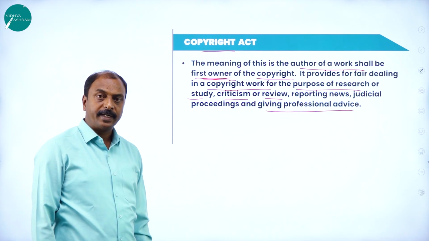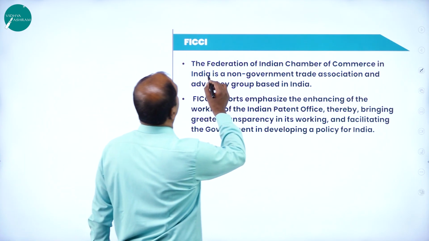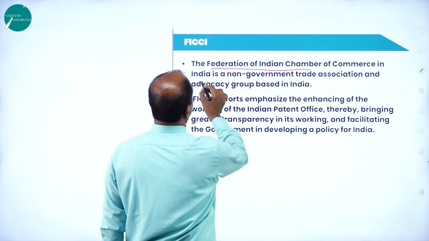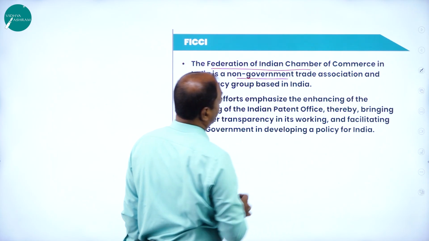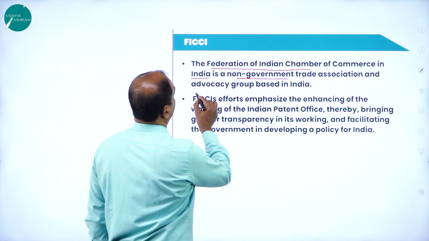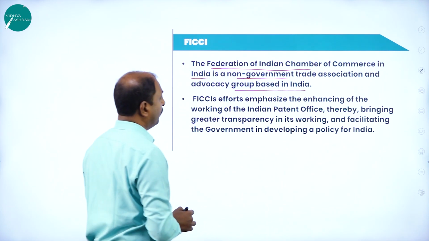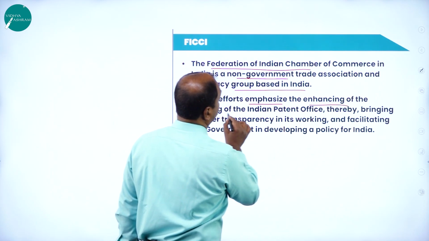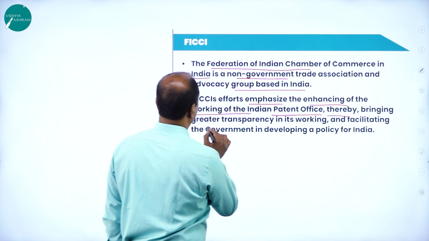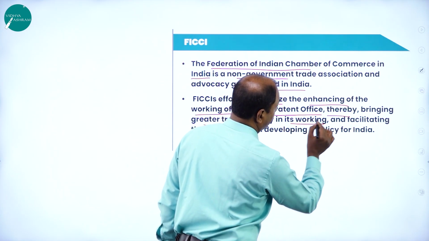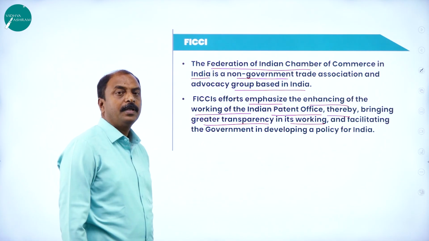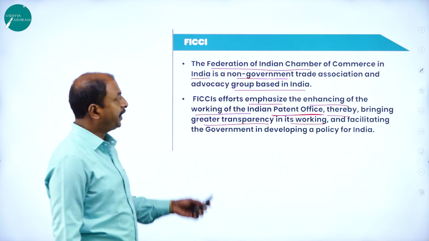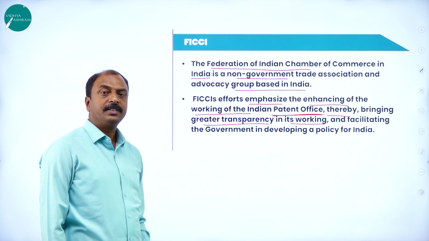That is the Copyright Act. Next concept is FICCI, that is the Federation of Indian Chambers of Commerce in India. It is a non-government trade association and an advocacy group based in India. Its efforts emphasize enhancing the working of the Indian Patent Office, thereby bringing greater transparency in its work. So what is this FICCI? It works for the benefit of different types of acts, just like the patent office, and brings greater transparency in their work.